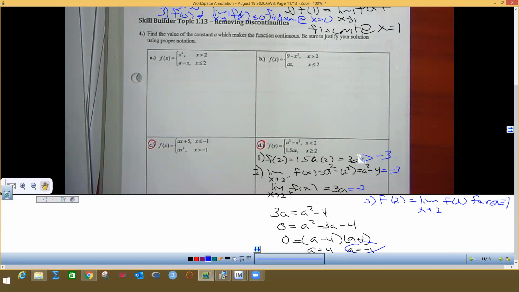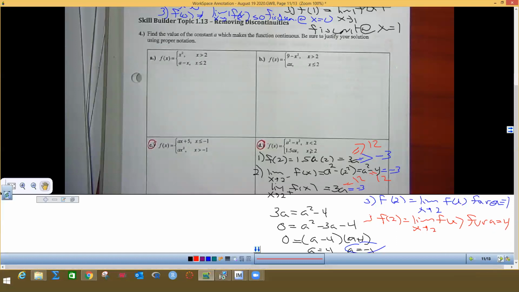Now I have to check the 4. If I put 4 in for 3 times a, that gives me 12 there. If I put 4 in here, 4 squared is 16, and 16 minus 4 is also 12. And this one is also 12. So f of 2 also equals the limit as x approaches 2 of f of x for a equals 4. So they both work.